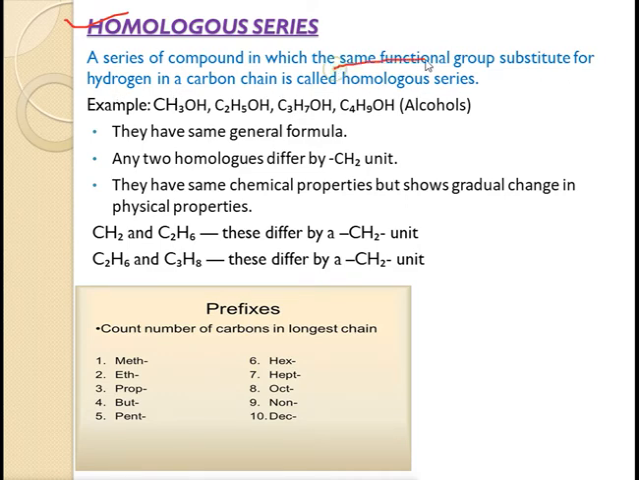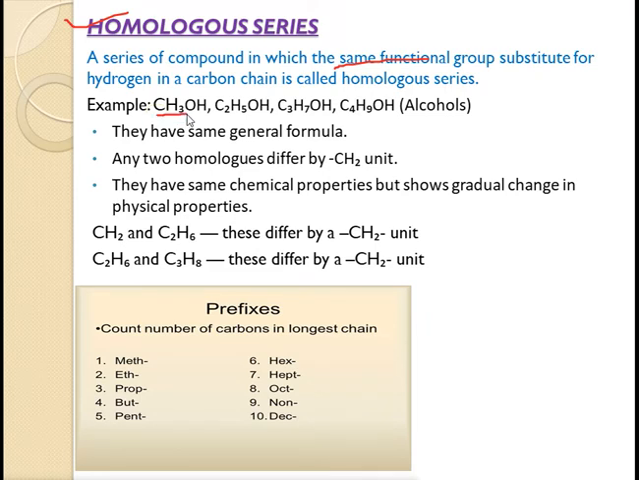Meaning, if a series of compounds is there, say 4-5 compounds, and in that the hydrogen atom is substituted by the same functional group, for example the alcohol group or the aldehyde group, then that series is called a homologous series. It is a series of compounds in which the same functional group substitutes for hydrogen in a carbon chain.